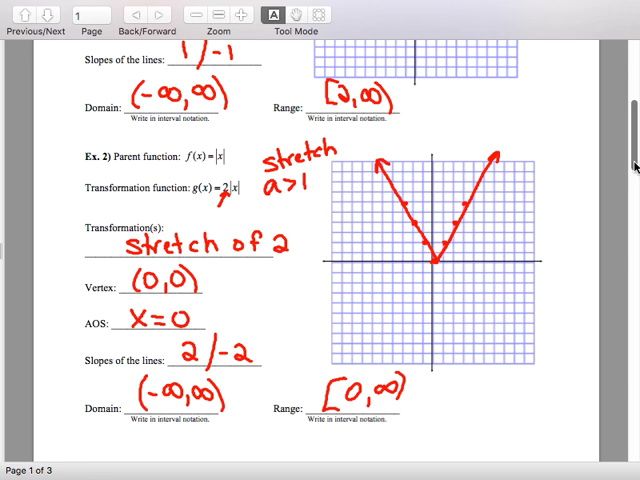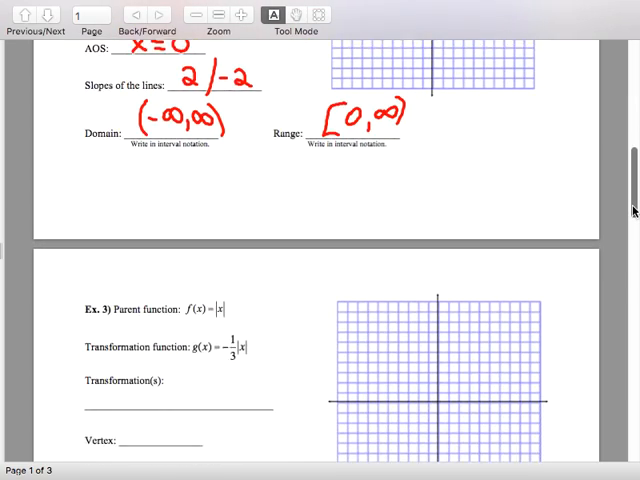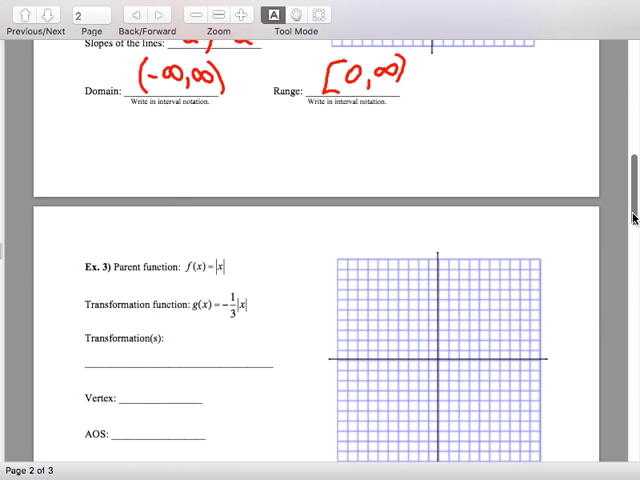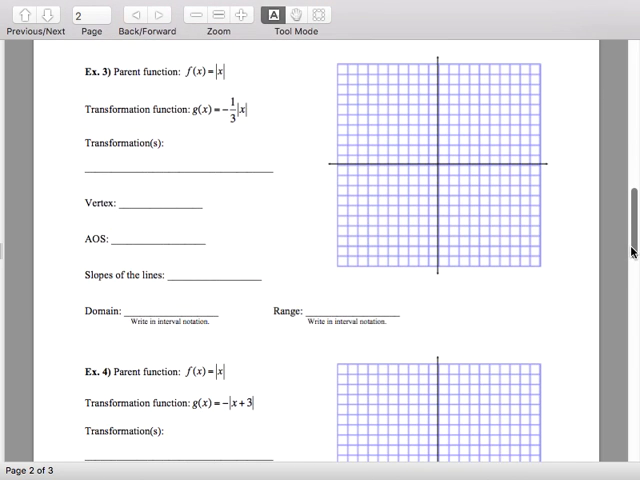Example 3. g of x is negative 1/3 absolute value of x. So, what's the transformation? I see two things. Luke, you want to try it? What are the two things we have as the transformation? What's the negative do for us?